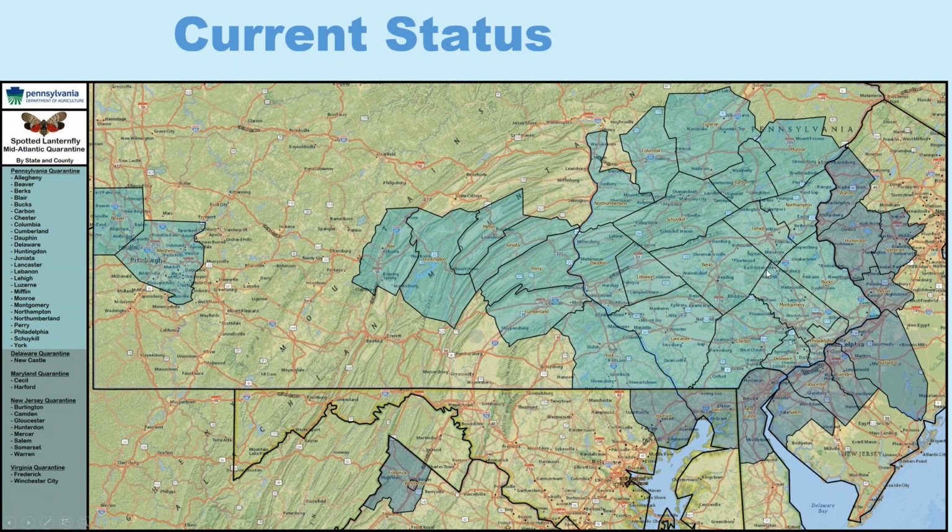Anyway, so they did a trace forward. So they identified companies and businesses that did work with the stone company in Pennsylvania. And this is one of the ones that was identified. So they started doing survey in and around this landscape company that sold stone products. And sure enough, they found lanternflies. So that's an active infestation that they're trying to eradicate as well.